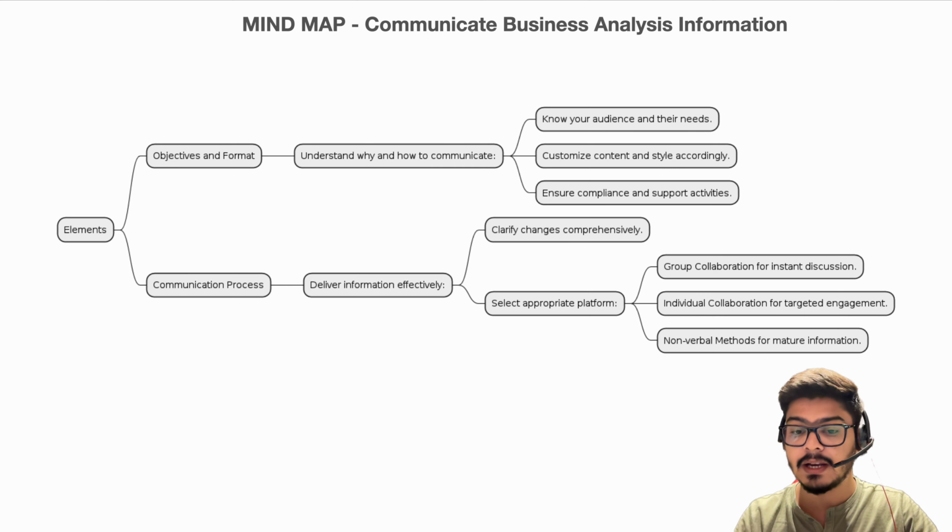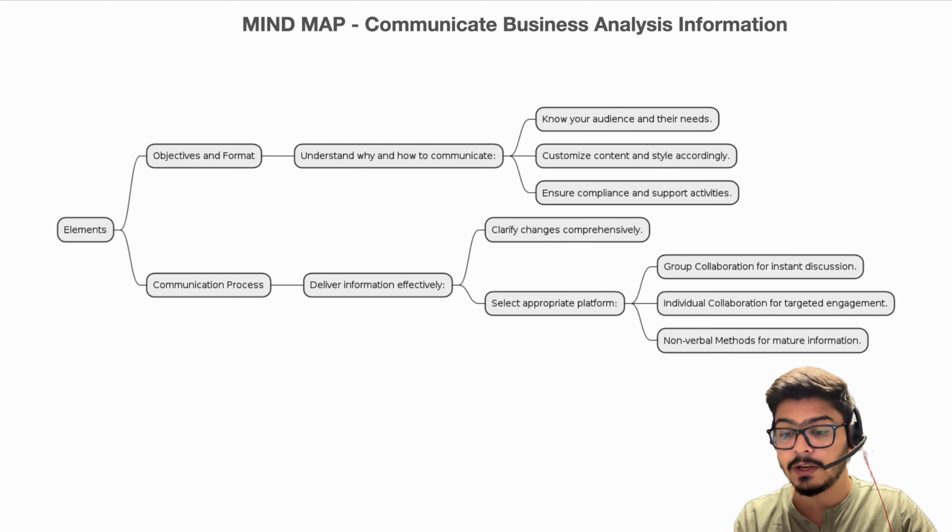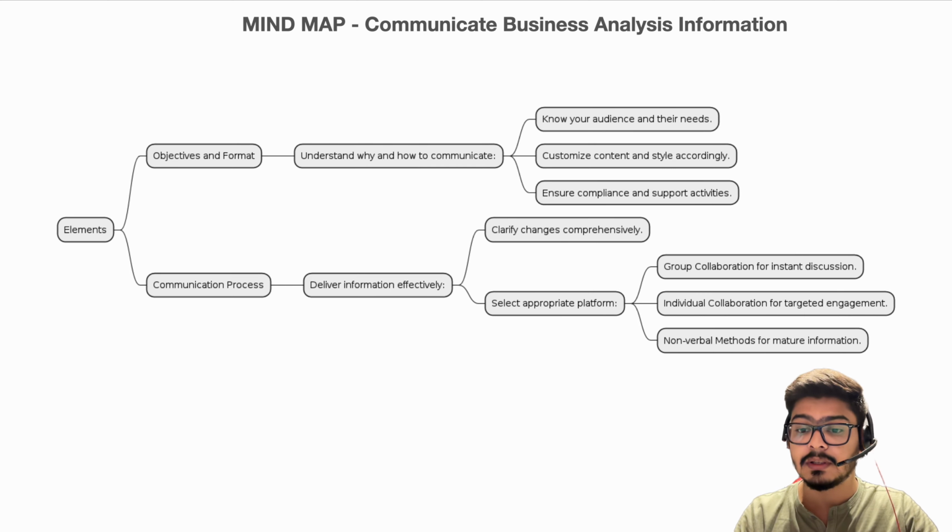You need to understand in which platform or in which way I need to communicate with them, because this is very important. If you are making changes in the project, that should be communicated in a group, because that should be collaborative group information. If it is very specific to a stakeholder according to requirement, then individual collaboration is very good. If it is something very common, again, it is a non-verbal method, which is like mature information you are sharing.